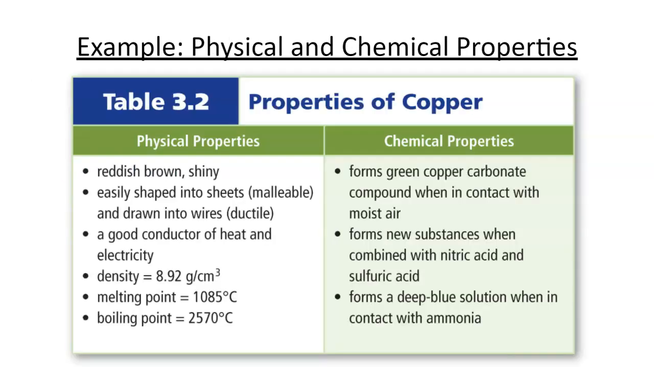So I like this table here. It talks about copper, right? So physical properties of copper: its color, how it can be shaped in different ways, how it can conduct heat and electricity. Chemical properties, they're all talking about ways it reacts to form new substances.